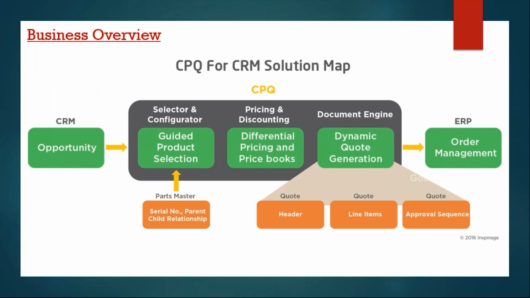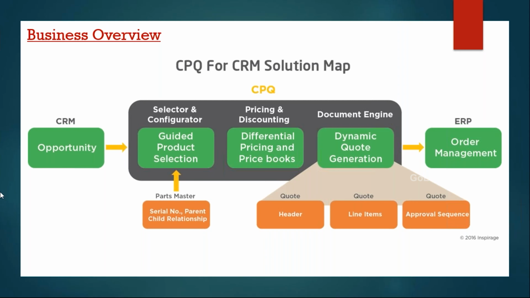So the next one is the business overview: how the data flows from CRM to ERP, and what the role of CPQ is here. The CRM here may be Sales Cloud, CRM On Demand, or Salesforce. The CRM mostly contains customer-related data, such as the conversion of a lead to an opportunity, and from an opportunity to a quoting process.